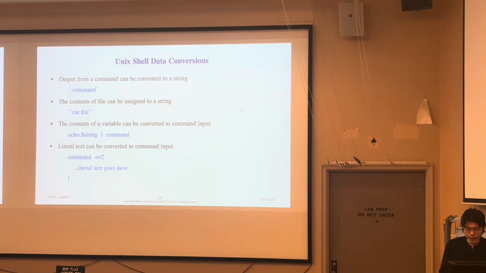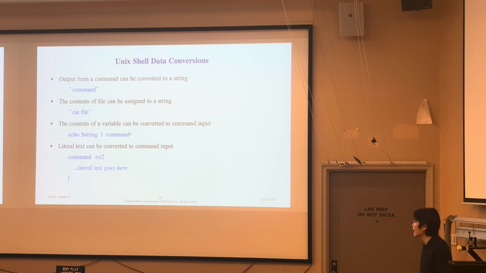Okay, so output from a command can be converted into a string, and the content of a file can be assigned to a string. So cat file can be assigned to a string. The content of a variable can be converted into a command input. You can echo these variables' value and use it as a command. Okay.